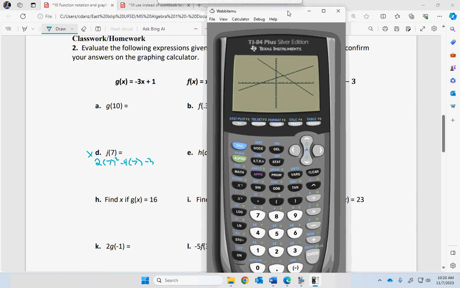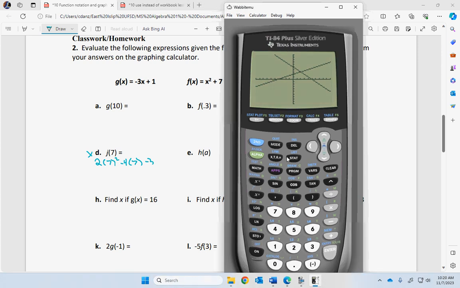You can just go to your home screen. So your home screen is that main screen. Sometimes if you just hit clear, you get back to the home screen. Other times it feels like you're stuck. You have to use like the quit button here, so you could hit second mode, and it gets you back to this home screen if your calculator feels stuck. But anyway, I'm going to type in 2 and then my parentheses, 7, close parentheses. Right here is my squaring button.